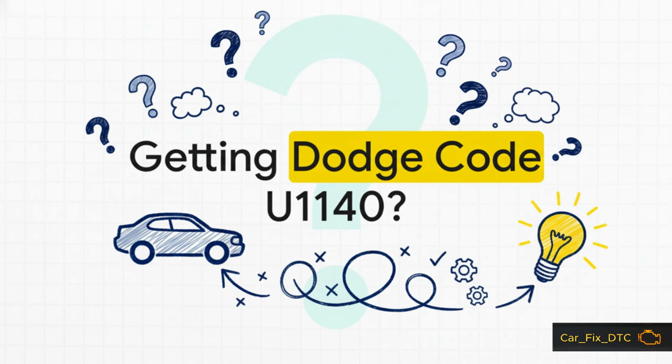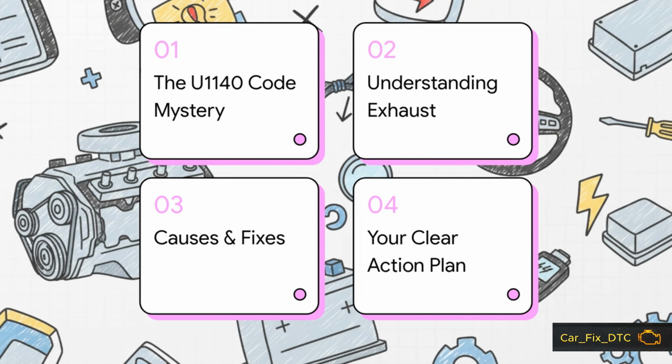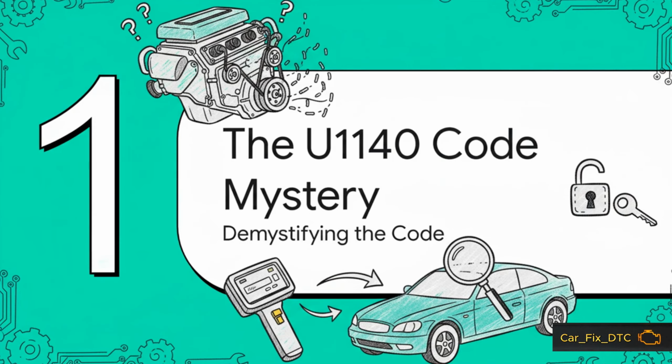So if you're seeing the U1140 error code on your Dodge, you have absolutely come to the right place. We're about to take all that confusion and turn it into clarity and map out a step-by-step solution for you. Here's our game plan. First, we're going to crack the code itself. What is it really saying? Then we'll get to know the part at the center of this whole thing. After that, we'll dive deep into the 4 most common reasons this code pops up, and more importantly, how to fix them. And we'll wrap it all up with a clear action plan, so you know exactly what to do next.